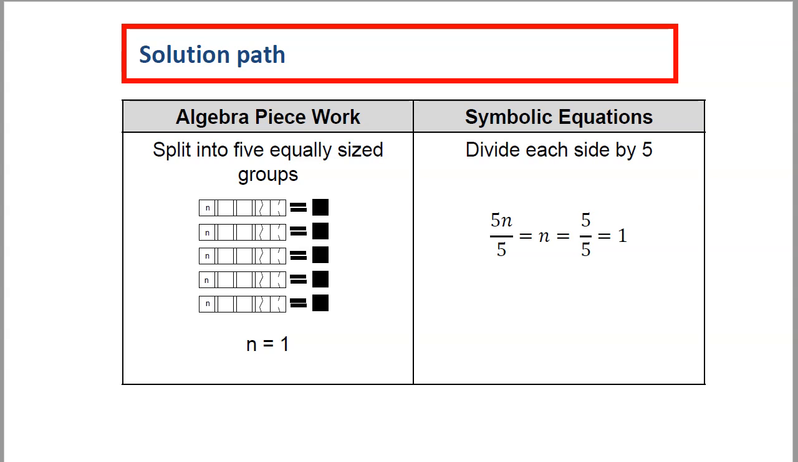For the algebra pieces, we'll split each into 5 equally sized groups, and we see that n equals 1. Symbolically, we divide each side by 5, and we see that n equals 1.